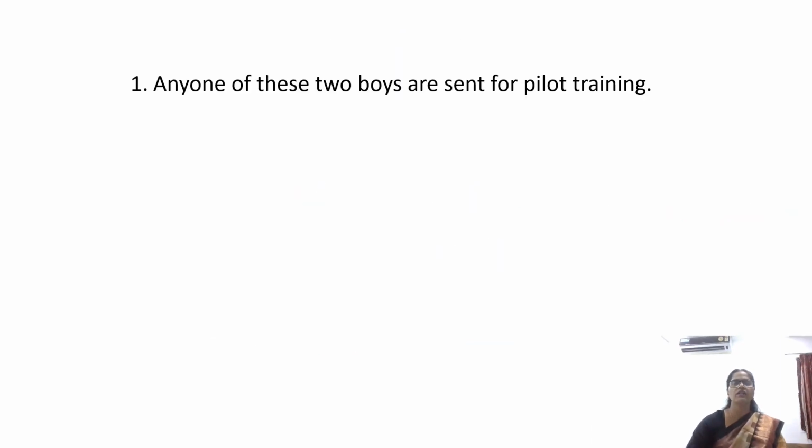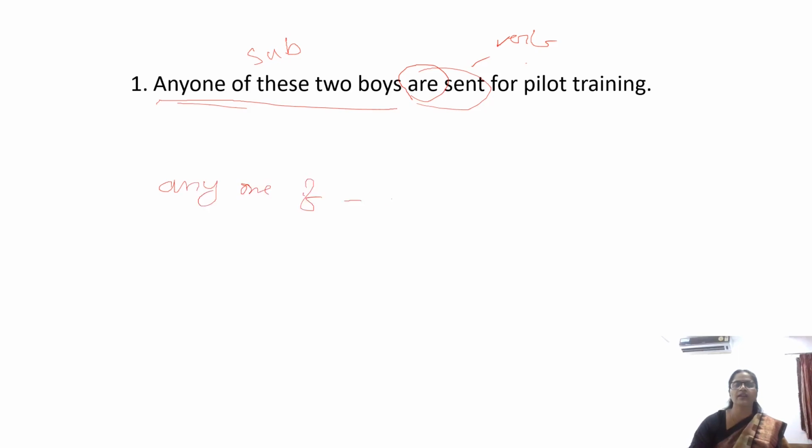Any one of these two boys are absent. Again, any one of these two boys is our subject, and are is our verb. Singular subject takes singular verb and plural subject takes plural verb. As we discussed previously, any one of is a singular subject. So a singular subject should take a singular verb, and the singular form of are is is. So the answer is, in place of are we need to write, any one of these two boys is absent.